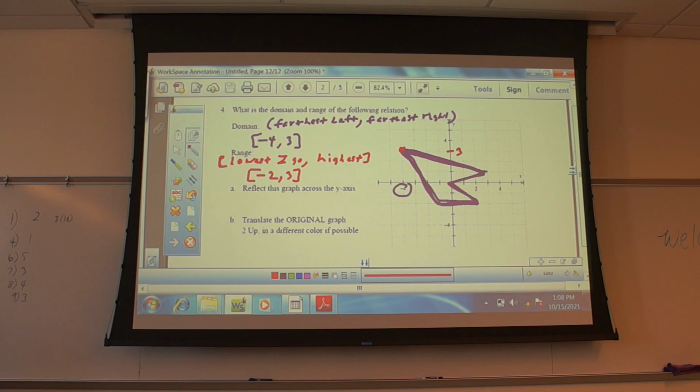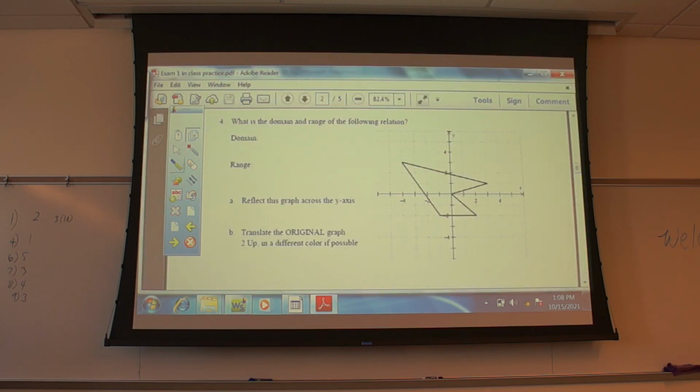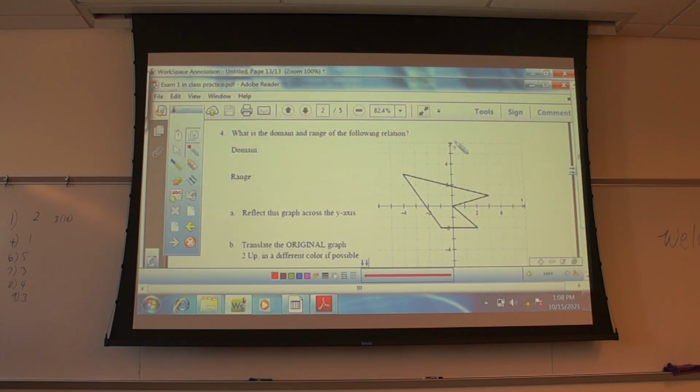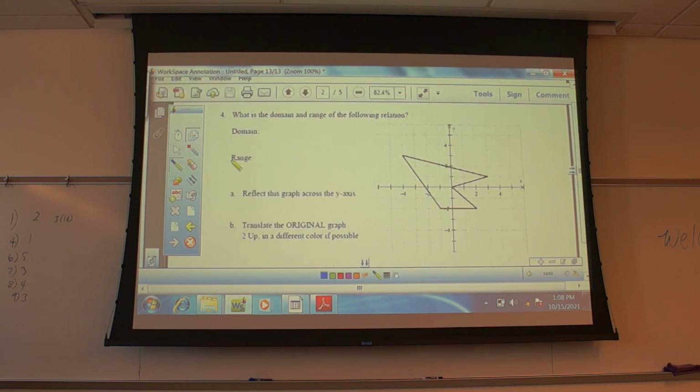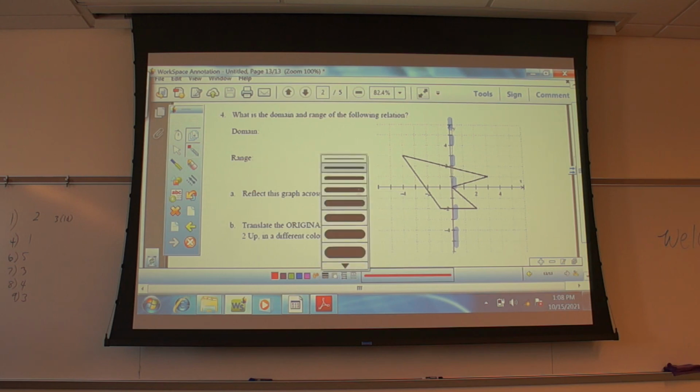Next, we want to reflect this across the y-axis. So which one's the y-axis? It's this one here, the thick, dotted option. I'm going to reflect across that. Sorry, I said translate; I'm going to reflect across that.